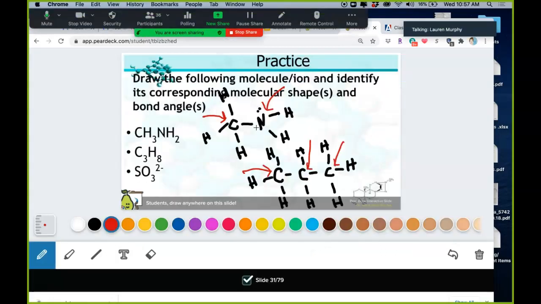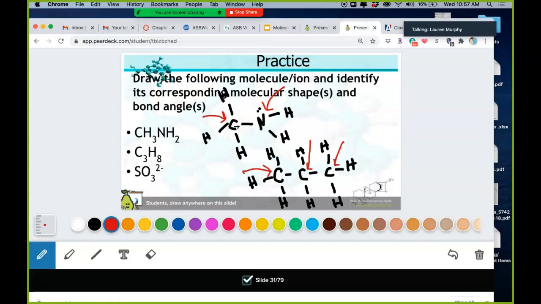So I just want to discuss these two first, and then I want to talk about sulfite with you. Both methylamine and propane have different molecular shapes because there are different central atoms. Methylamine has 2 different shapes. Around the carbon, 1, 2, 3, 4, bonded 4 times, no lone pairs, tetrahedral. Around the nitrogen, it's 3 bonded pairs and 1 lone pair. That's trigonal pyramidal.